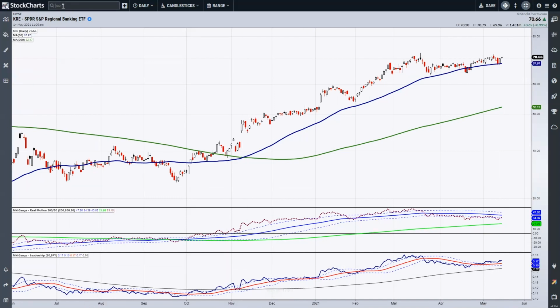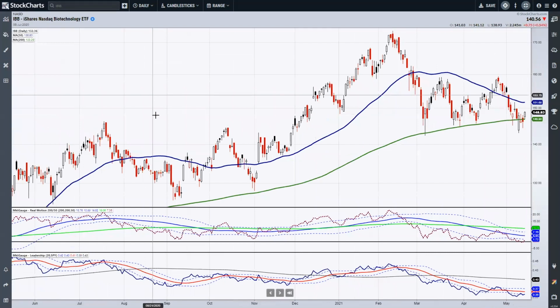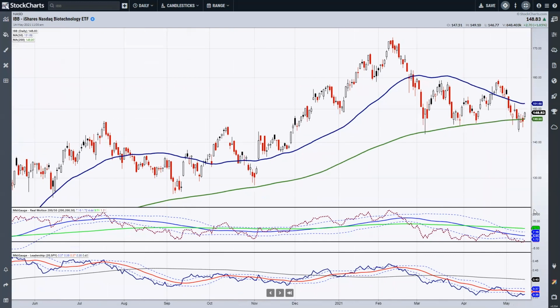Now, if we move on to the last member of the family, this is biotechnology. Biotechnology not only broke down under the 50, it broke down under the 200. What is interesting here is that after we had this big bar, it actually closed back above. And even though it's been struggling, today we're back above that 200-day moving average. But look at how weak our momentum is. We actually broke down under the zero line. So we'd want to see this at least get through the Bollinger Band.